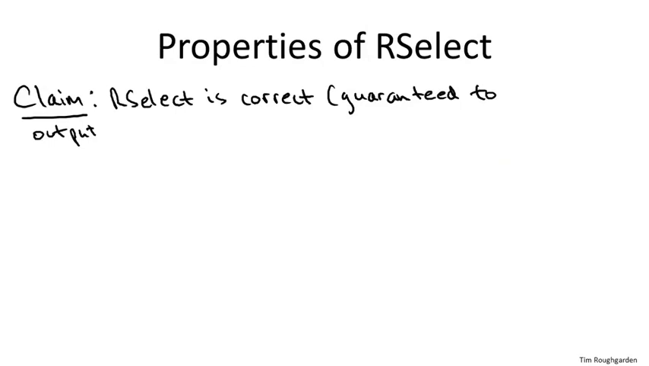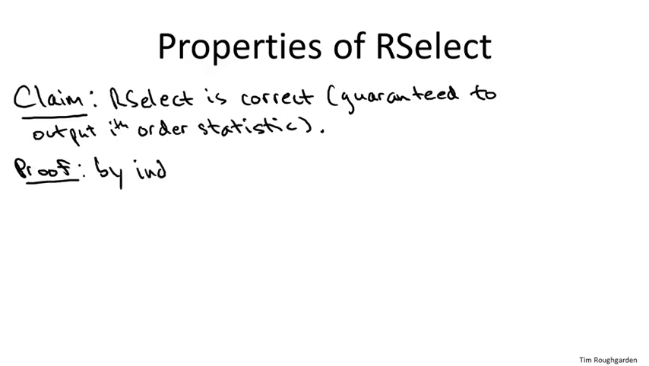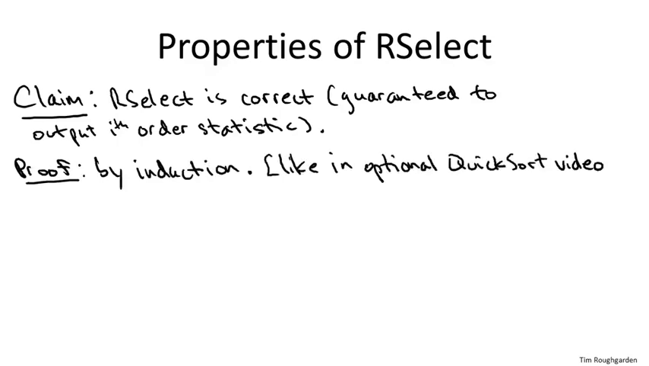The proof is by induction. It proceeds very similarly to quicksort, so I'm not going to give it here. If you're curious about how these proofs go, there's an optional video about the correctness of quicksort. If you watch that and understand it, it should be clear how to adapt that inductive argument to apply to this selection algorithm as well.